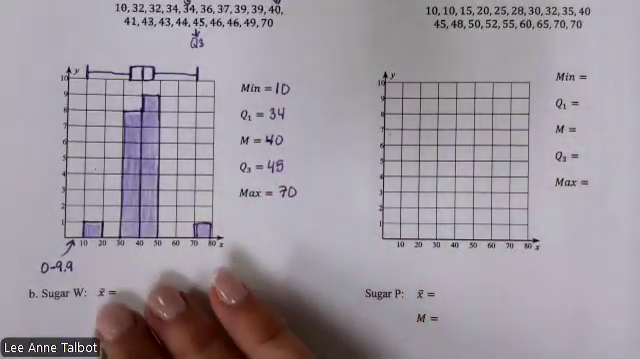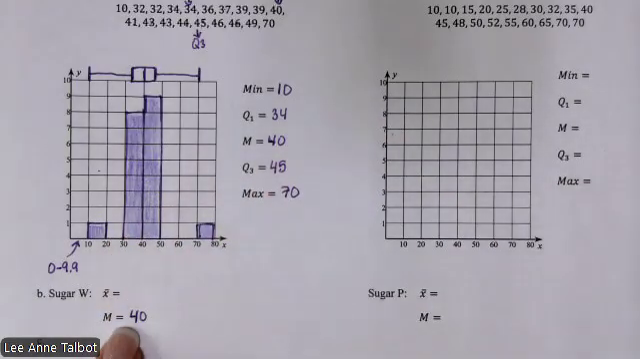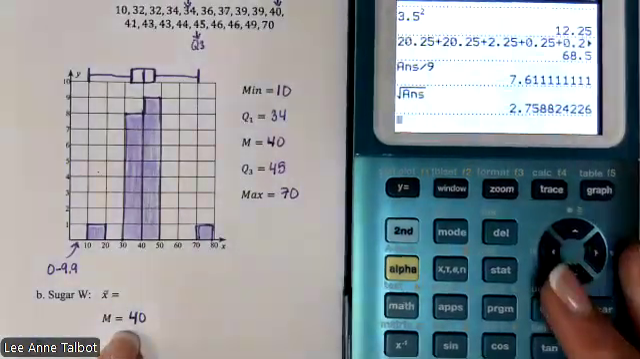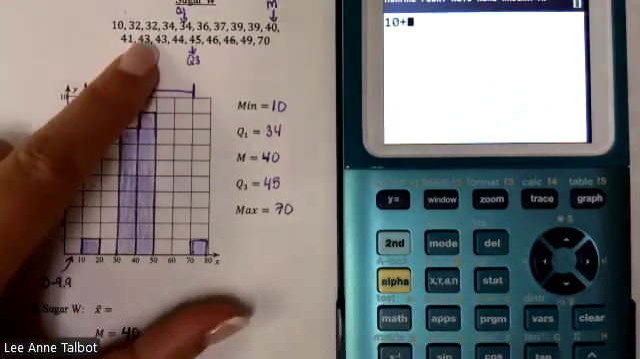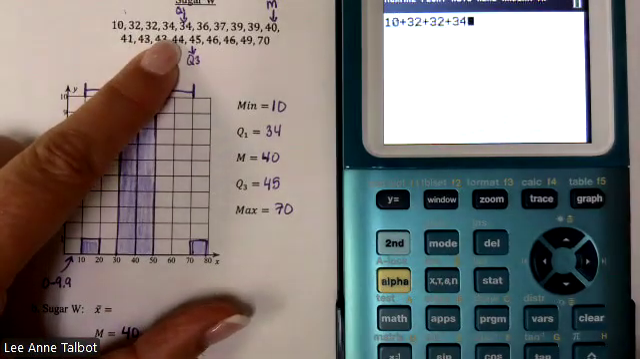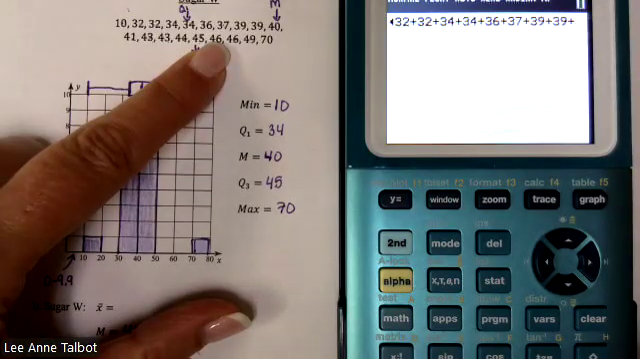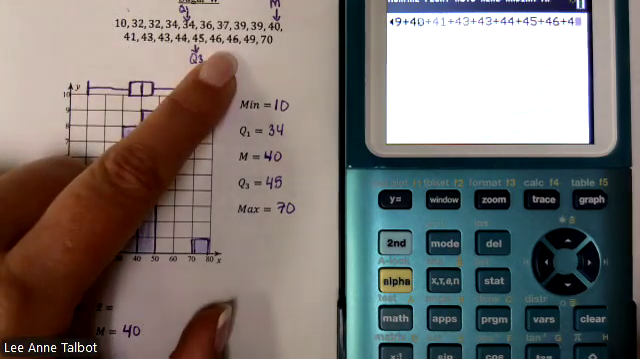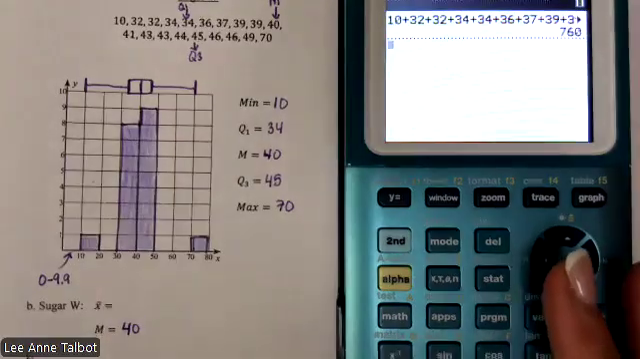Okay, we're gonna move on to this. So we're gonna find the mean. The median we already found, that's 40. And now we're gonna find the mean. Do you guys know how to do that? Anybody know how to find the mean? And we said there were 19 numbers, correct?